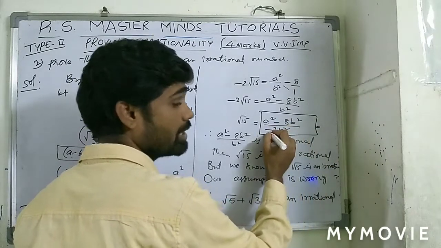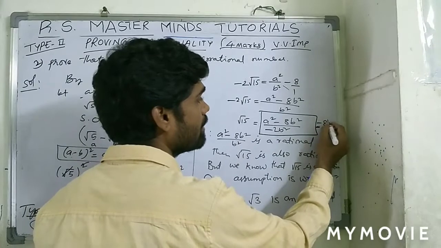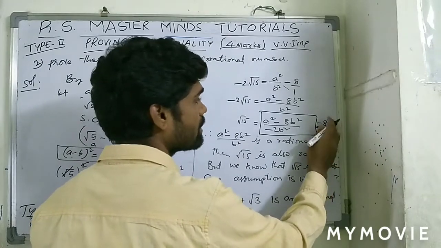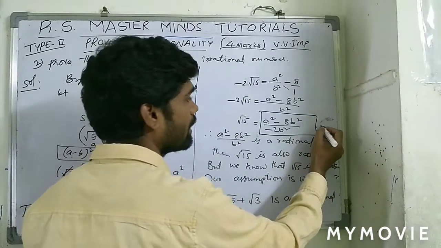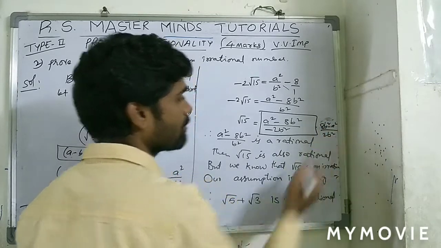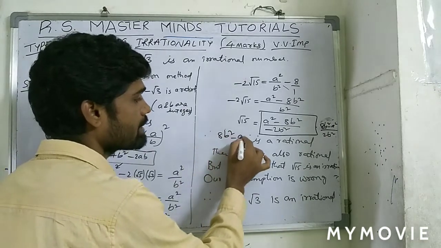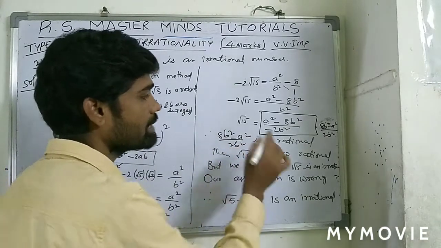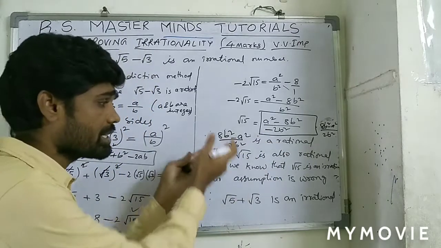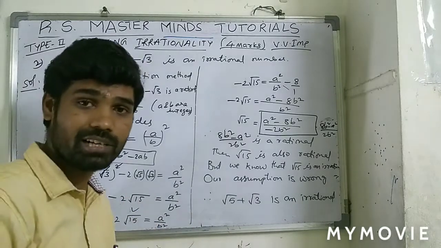This minus changes, as the denominator should not consist of minus. So we can change it to minus 8b square. Or else, let you change it to 8b square minus a square by 2b square. So this is a rational. When it is rational, this is also rational. But we know very well that it is not a rational number.